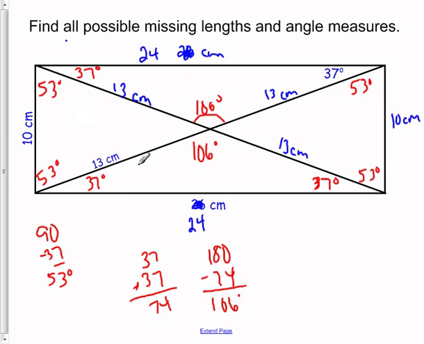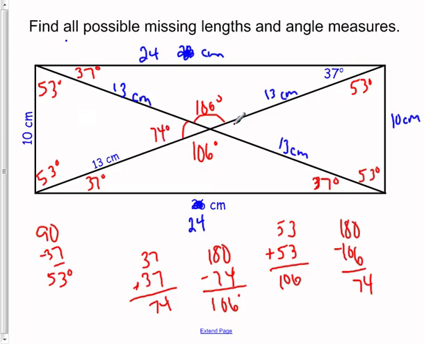Okay? And then we can do the same thing for this angle. We've got a 53, 53, add them up, subtract from 180, that'll give us this angle. So 53 plus 53 is 106, and 180 take away 106 is 74. So this is going to be 74 and 74. And voila, we've got all the angles and all the sides. So hopefully that helps you understand rectangles a little bit better.